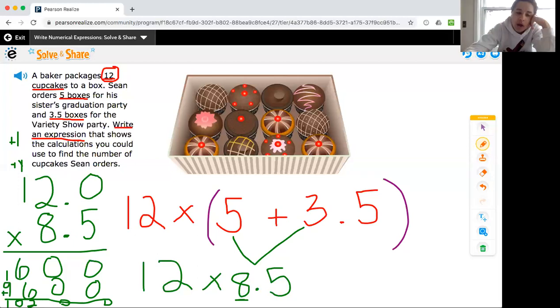So I need to figure out where to put my place value. So remember, all we need to do is count how many numbers are after the decimal point. So I've got 1 and I've got 2. So then I move my decimal point over. 1, 2. Put my decimal point. So my answer is 102.